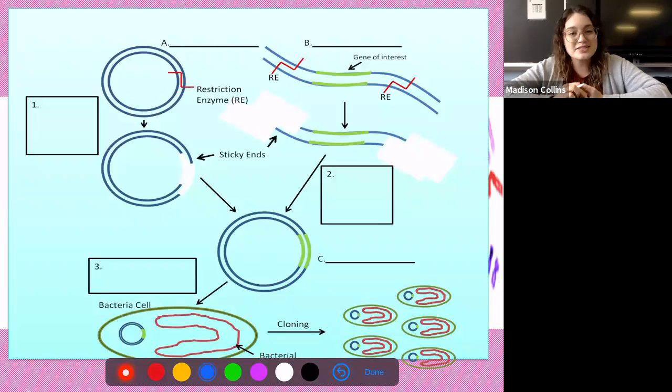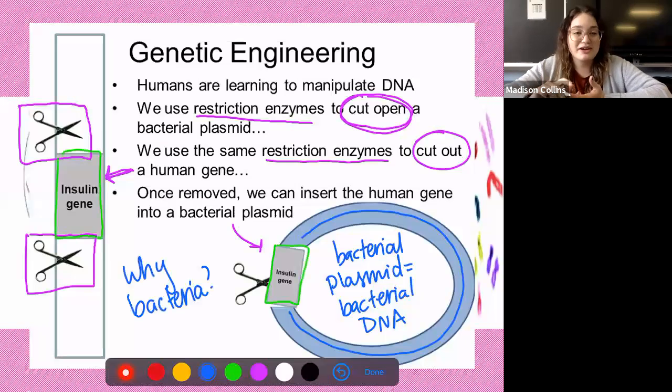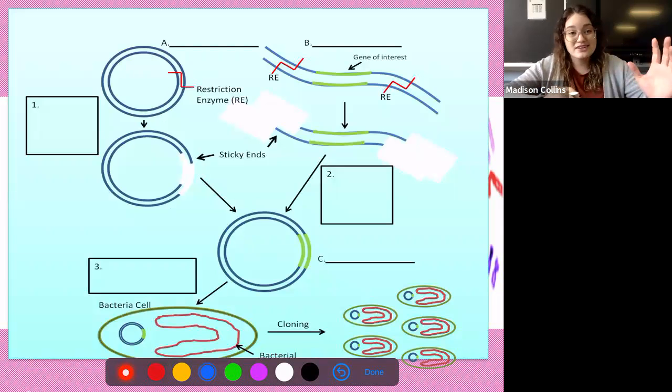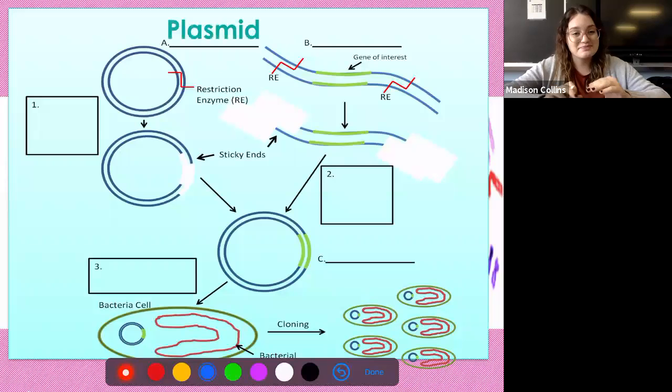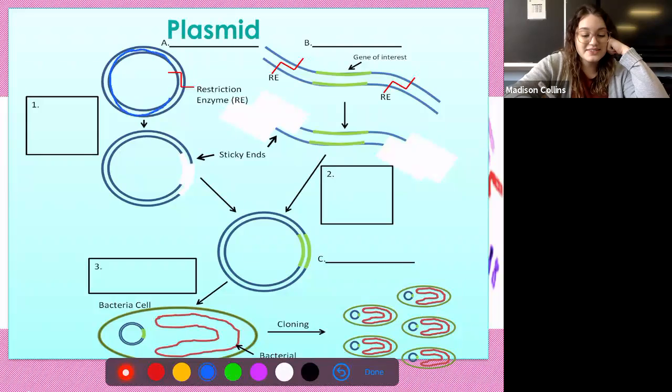So let's look at the process by which, hold on, let me back up. I'm going to explain each of the steps involved with this process. We're going to break it down so we can see how it starts and what the goal at the end is. This bacterial plasmid. Again, this is just a word that means bacterial DNA.